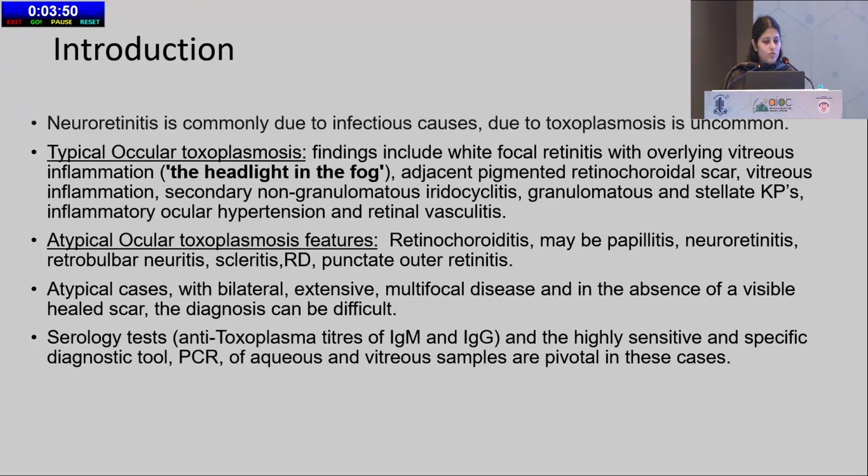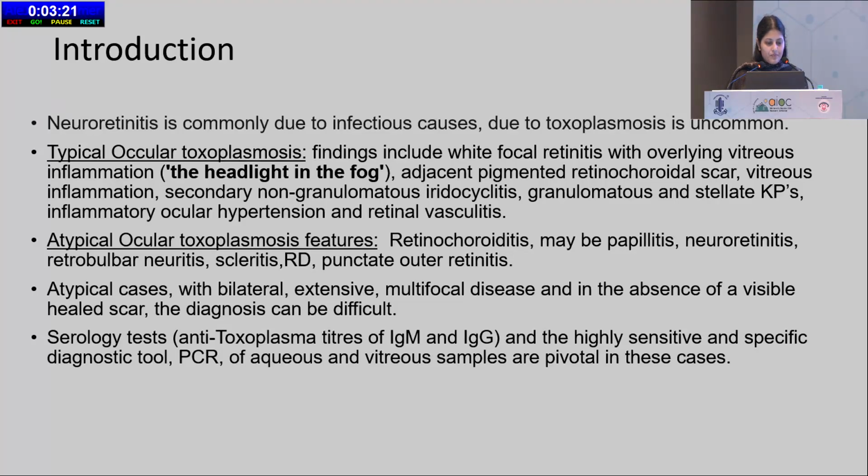Typically ocular toxoplasmosis will present with a headlight-in-fog appearance with white focal retinitis and overlying vitreous inflammation and an adjacent pigmented retinochoroidal scar. Secondary non-granulomatous iridocyclitis can be there, KPs can be seen, and ocular hypertension and retinal vasculitis can also be seen. But in atypical cases, we see retinochoroiditis, papillitis, neuroretinitis, retrobulbar neuritis, scleritis, retinal detachment or punctate outer retinitis can also be seen.